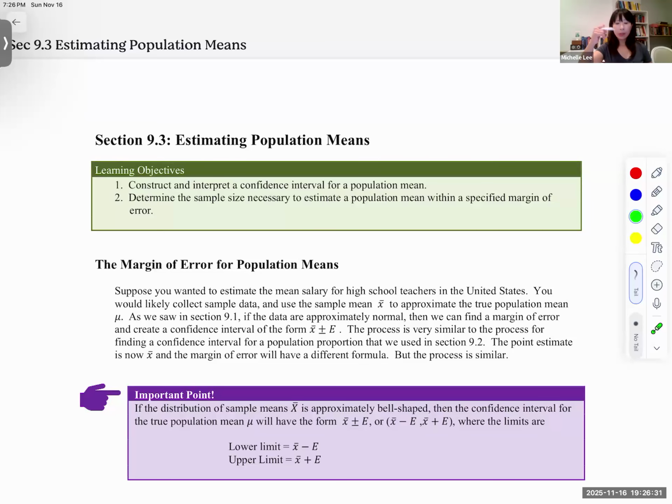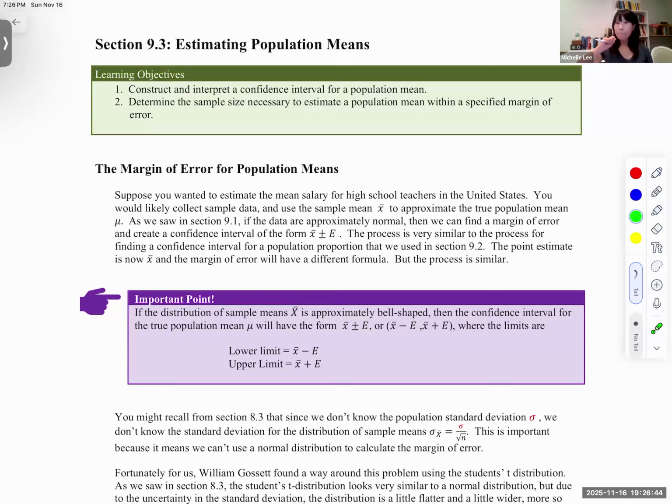Hello everyone. Today we are going to learn 9.3, estimating population means. So we have an objective here, the learning objective. This is a very similar concept to estimating population proportion. We just changed to the population mean, but there is a slight difference about the critical value.